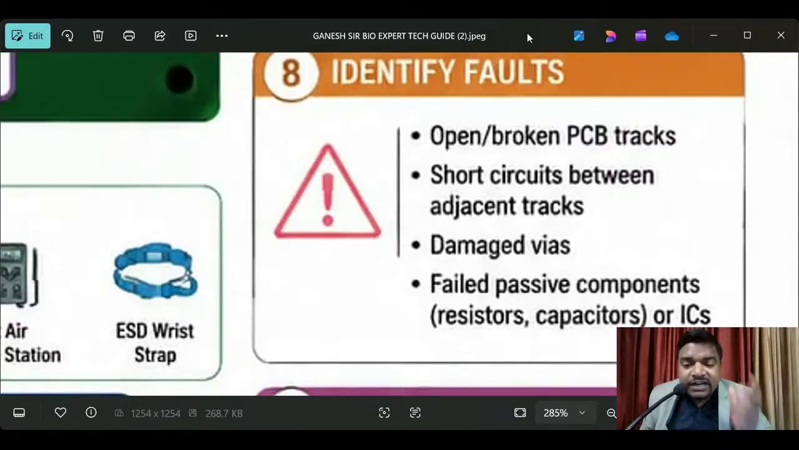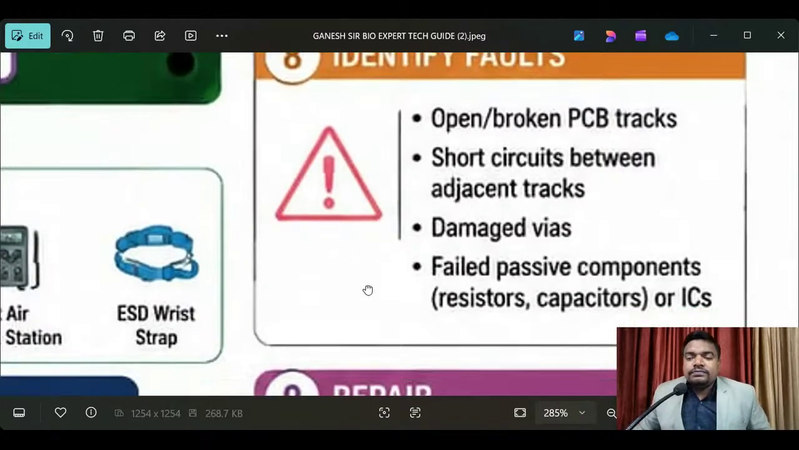Sometimes electrical fluctuations will come, high voltage, low voltage. Whenever they face this, these types of problems will be caused. Okay, right? I hope you got it.